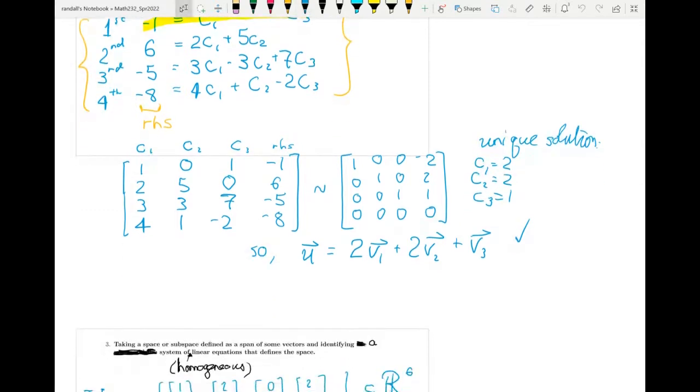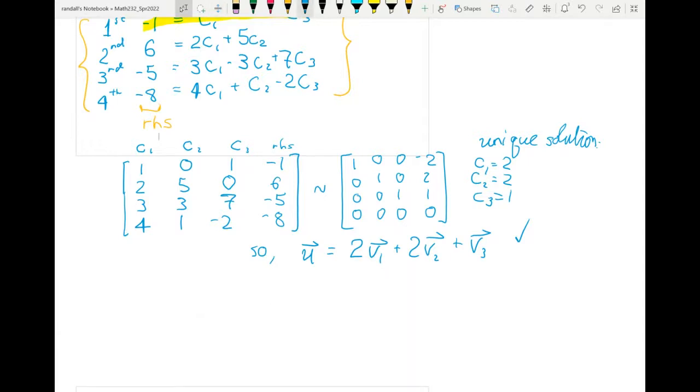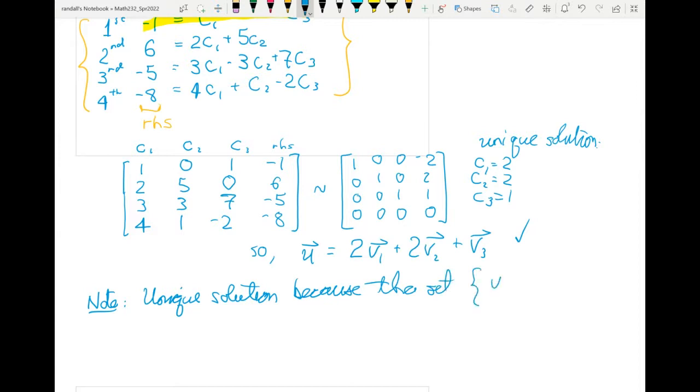Now, while we have these examples here, it's nice to tie in some more ideas, once you've done this work. So we note it's a unique solution to this problem because the set v1 to v3 is linearly independent. Okay, that's a consequence of linear independence, that these linear combinations of vectors are unique, and that's very important. That's why we use them as a basis.